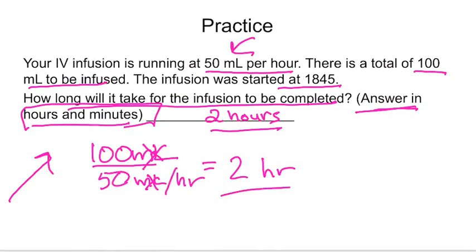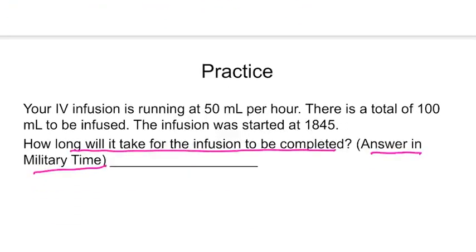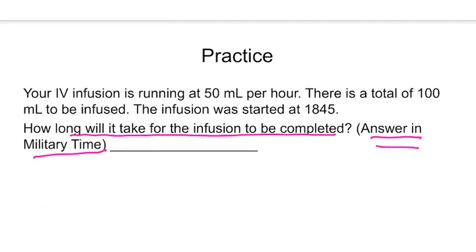We figured out it's going to take 2 hours. But now instead of saying answer in hours and minutes, it's asking what time in military time this would be completed. So if it's going to take 2 hours to infuse and the infusion was started at 1845, I'm going to add 2. 1945, 2045. So my infusion will be completed at 2045, and that is my final answer.